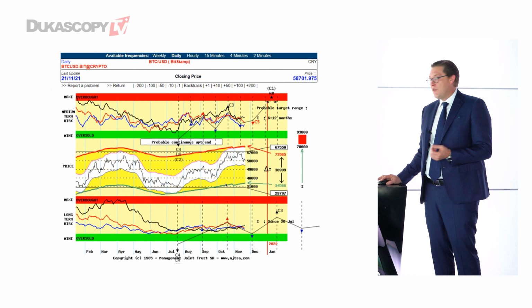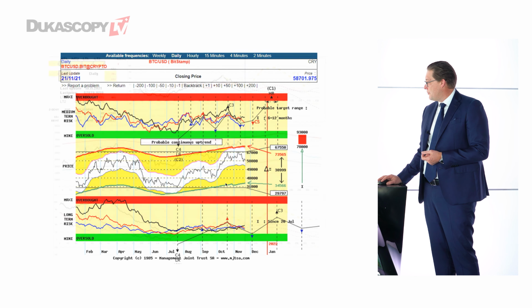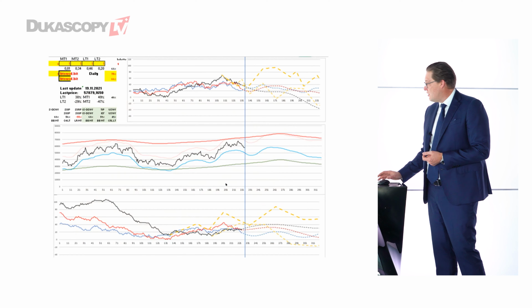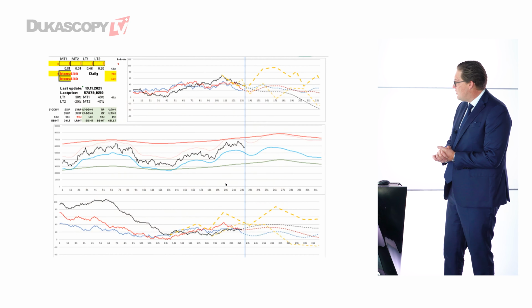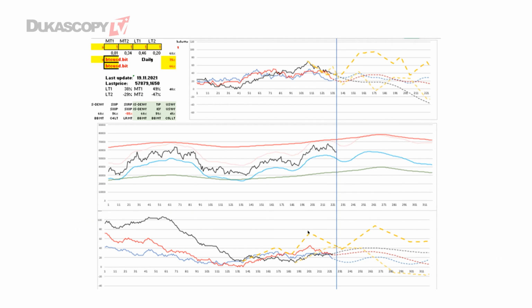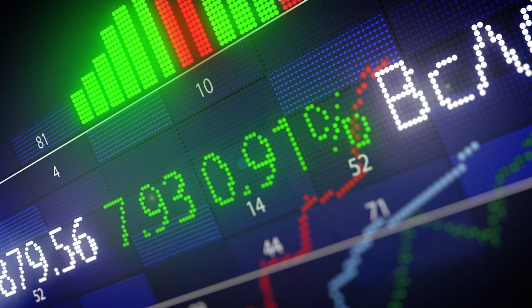Well, over the last few months, we've automatized this process. And the machine is now doing the job of recognizing the sequences and projecting where the oscillator sequence should be over the next few months. We then convert this, using historical volatility, into a price projection.